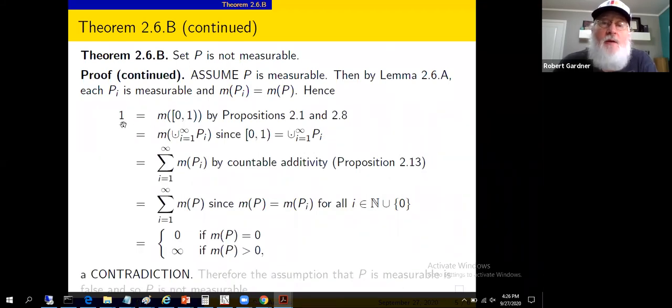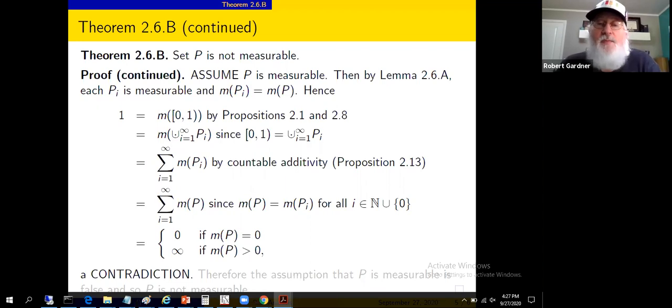All right, we get 1 as the measure of the interval from 0 to 1. Intervals are measurable and their measures are their lengths. That's what we're quoting for those propositions. We've taken the interval 0, 1 and written it as this disjoint union, union from i equals 1 to infinity of the p sub i's. We had the union established before. No problems there. We've assumed p is measurable, which gives us, under the assumption, effectively, that all the p sub i's are measurable. Then we've got the measure of a disjoint union of measurable sets. That's the sum of the measures. That's countable additivity, under the assumption that we do have measurability.